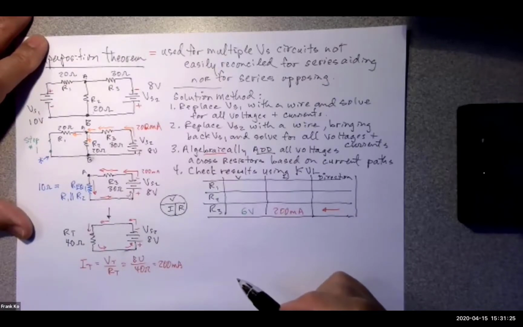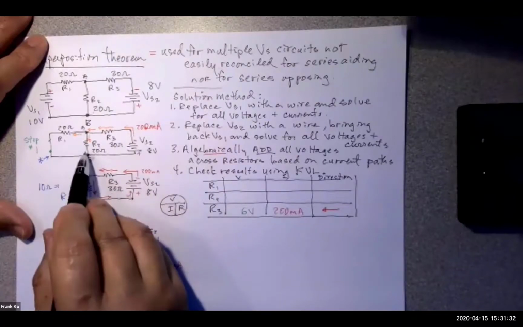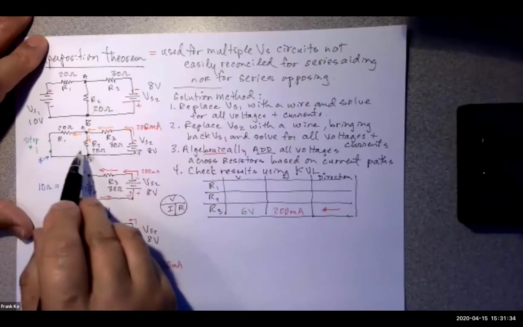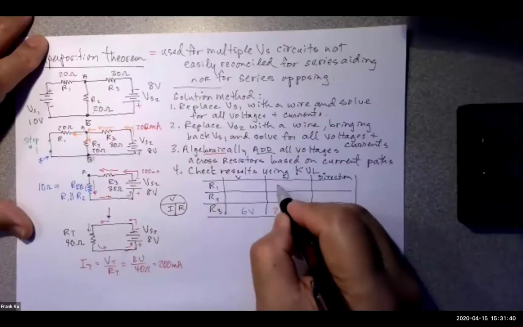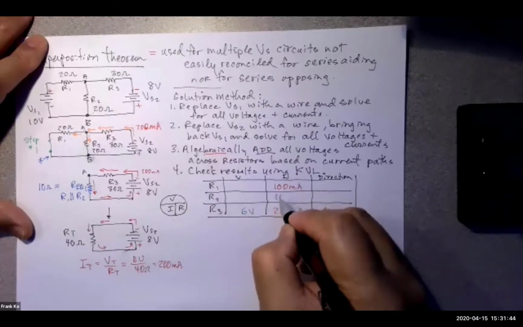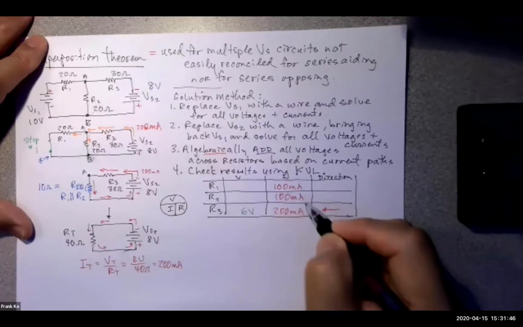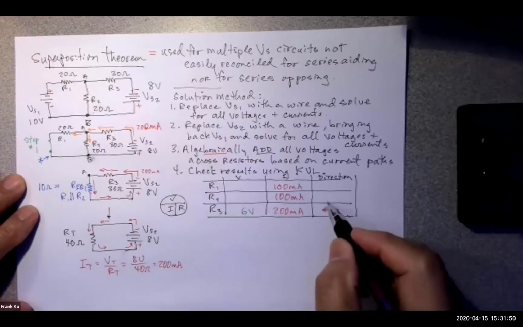Andrew. I got 200 milliamps flowing here, and then it's split equally between R1 and R2. 100 milliamps each one? Yeah, it's basically splitting it in half. So here's my current, 100 milliamps in here and 100 milliamps in here. Boom, done.